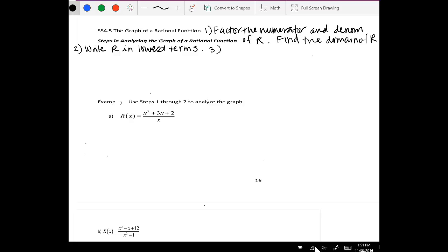Step number three, locate the intercepts of R. Step number four, locate the vertical asymptotes, so locate the VAs. Step number five, draw a number line.